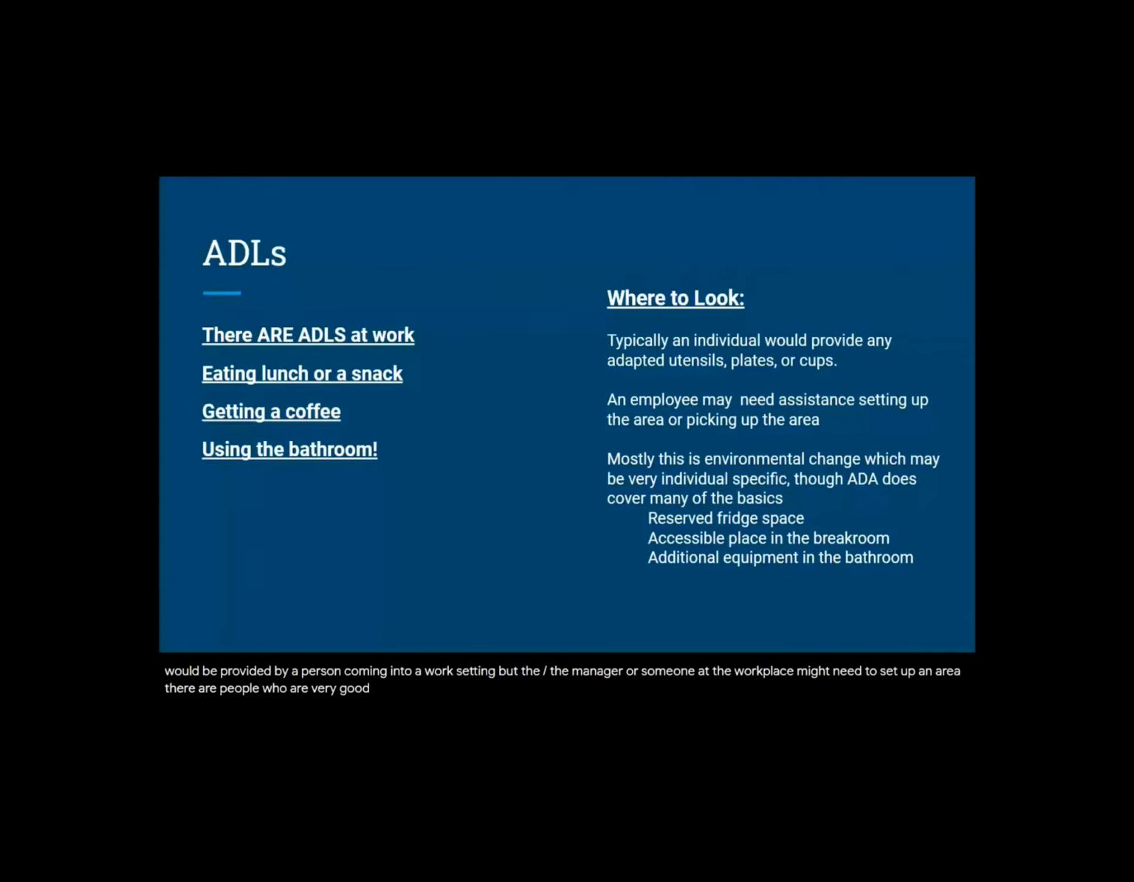There are people who are very great at being able to eat their food, but they might not be able to get to the sink and rinse everything off. So there might be a human support or someone nice in the office who can do these things to help someone out. It is a lot of environmental change. I like to think down here, maybe reserved fridge space where someone can reach it. Having an accessible place to eat in the break room, or even additional equipment in the bathroom if necessary. Because even though ADA makes sure buildings are accessible, it's not always accessible to the complete extent that an individual might need.